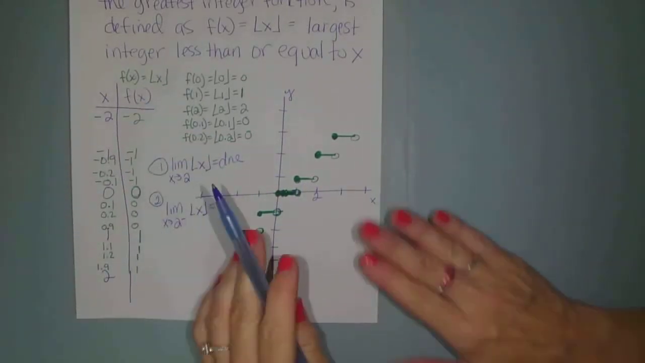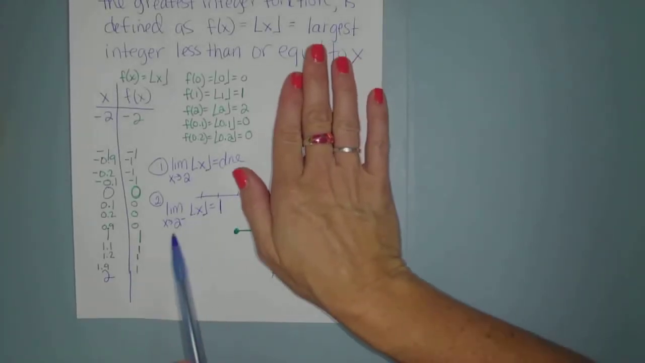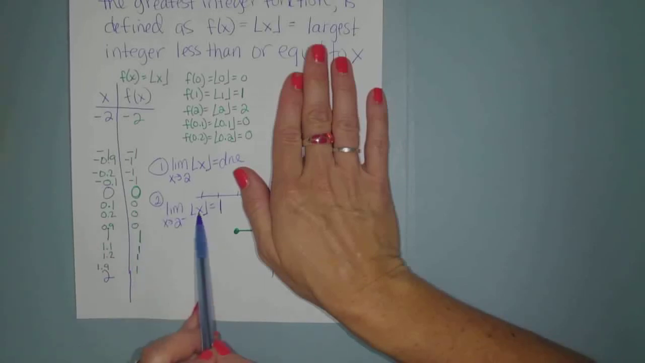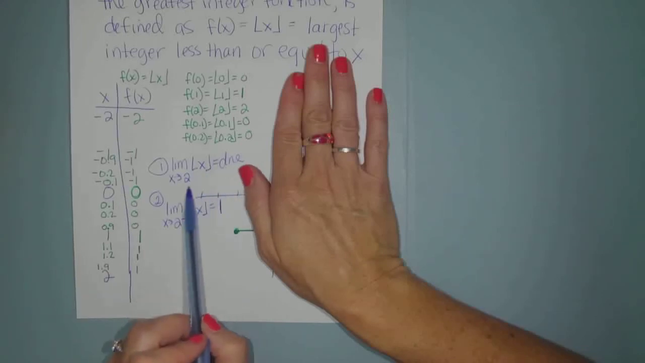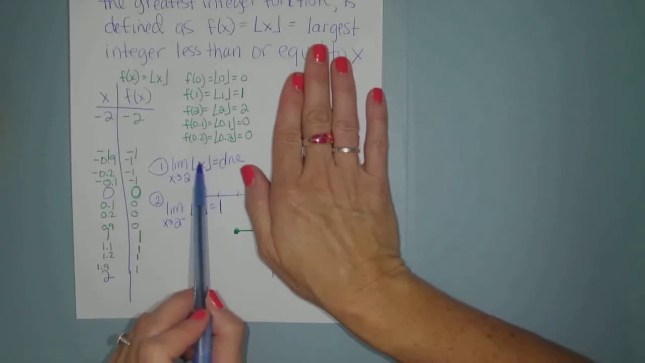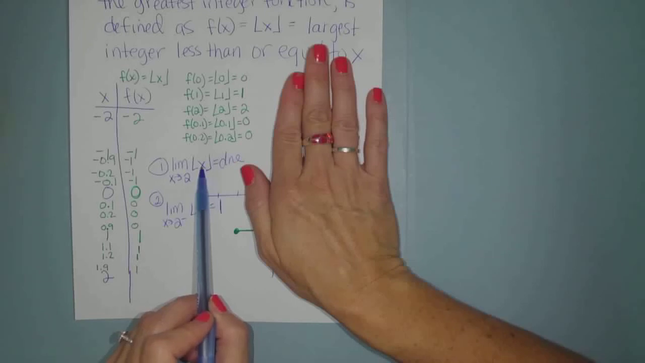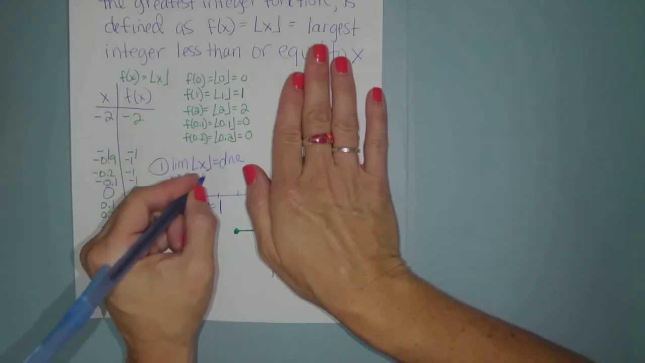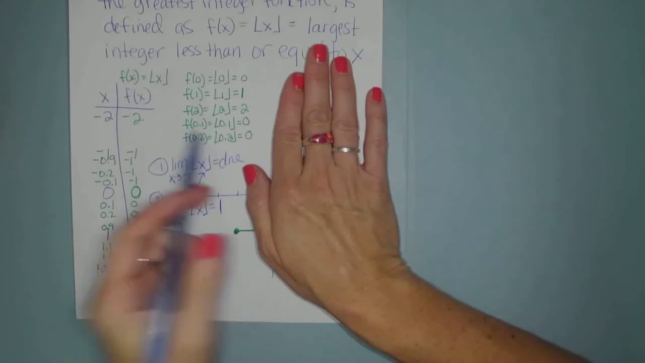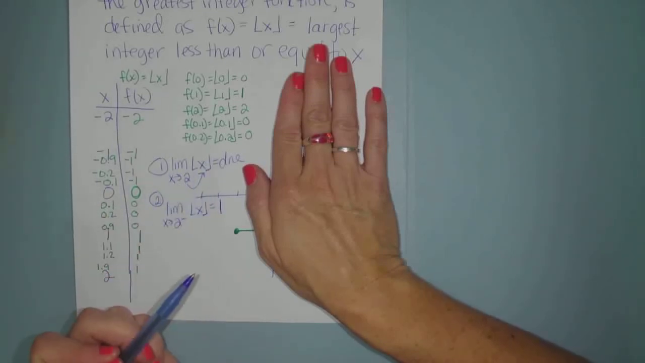And you could do it even if you didn't have this graph. If you were plugging in something just to the left of 2, like 1.9, what's the largest integer less than or equal to 1.9? Well, that's 1. But if you didn't have the graph, you would have to go left and right. So if you put 1.9 in, you get 1, but if you put 2.1 in, you get 2. They're not equal, so that's a DNE. You can't just plug the integer in and say, oh, it's 2. No, you've got to go left and right.